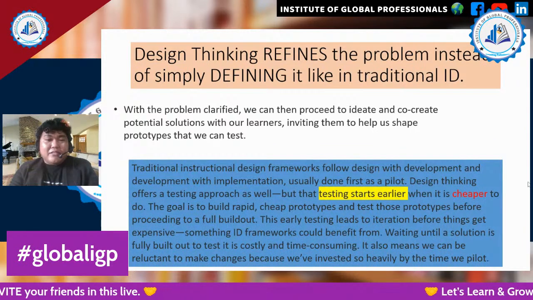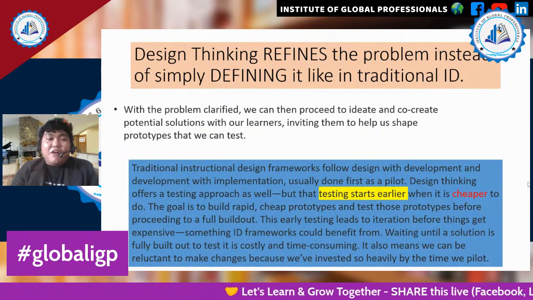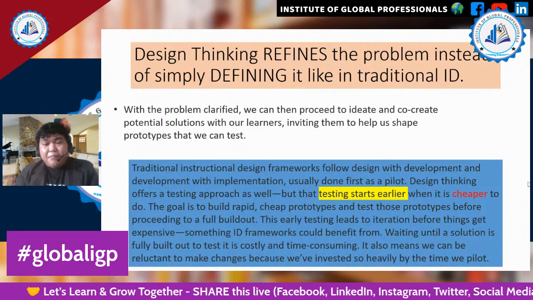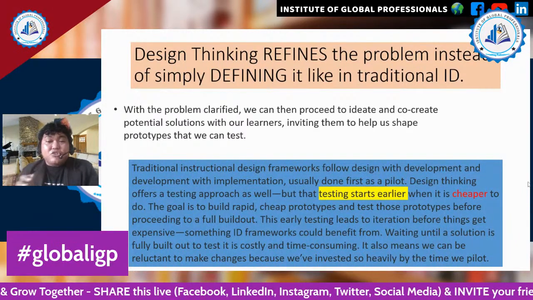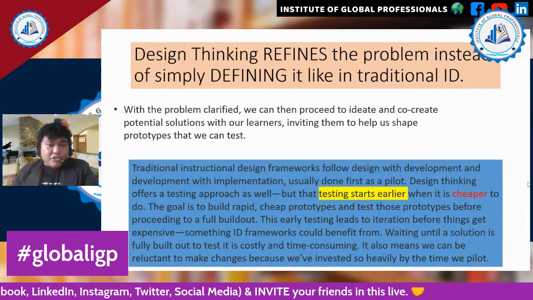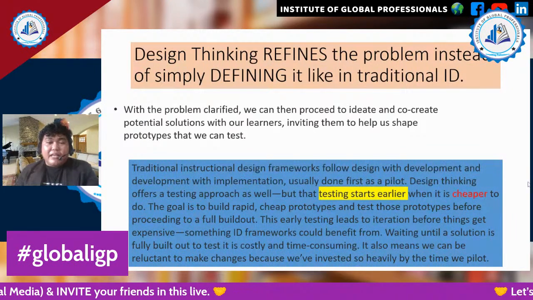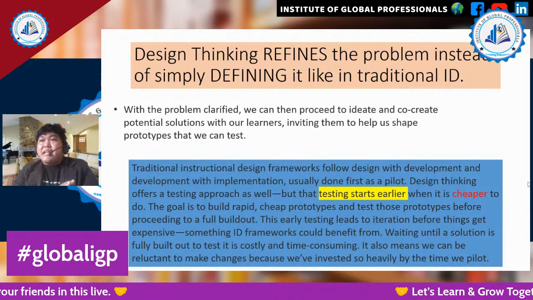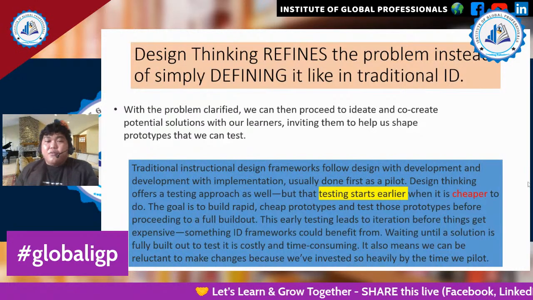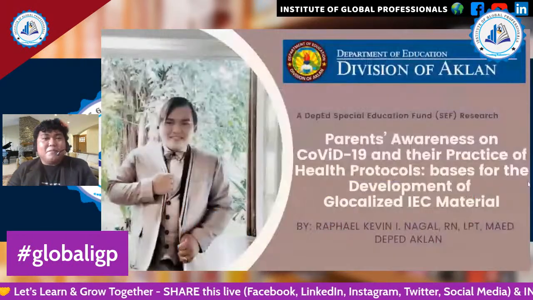Now, take note, as mentioned, I always reiterate this one. Design thinking offers a testing approach wherein we test earlier in the development process when it is still cheaper to do it. Unlike the traditional instructional design, wherein it's time consuming and it's very costly already, and when everything is already refined, that's the time that we can test our product. Here, we can actually cost cut in the design thinking process.